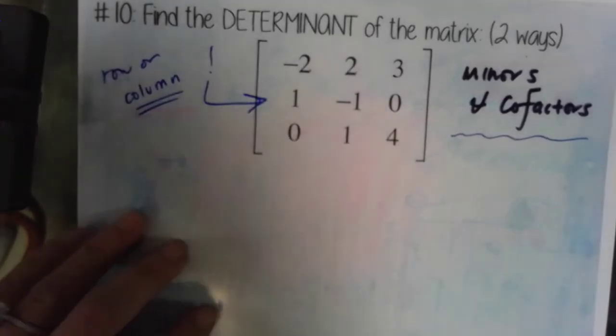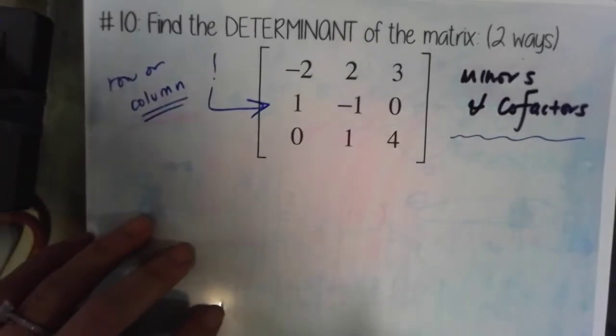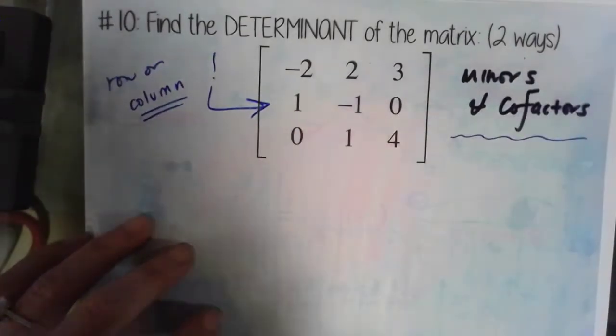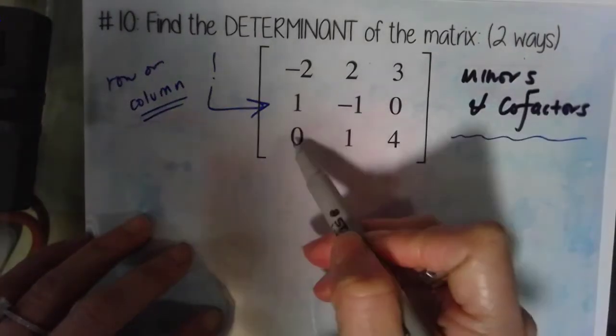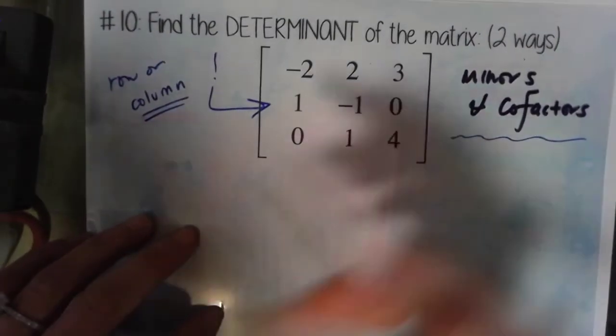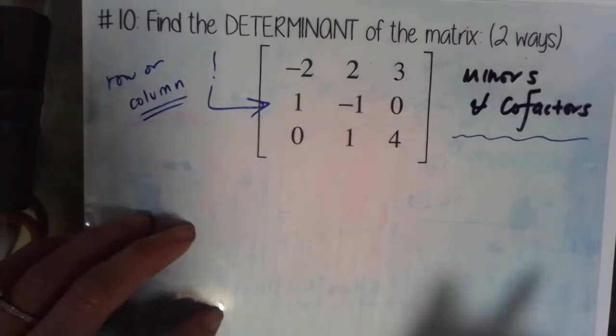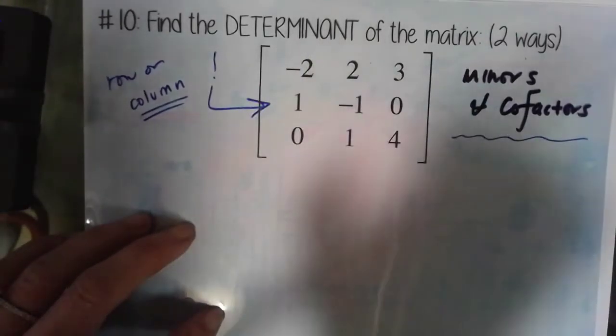Now, sometimes I'm going to dictate which row or column you have to use with minors and cofactors. But in this case, you have a choice. I think either row 1 or row 3 is also a good choice. But I think column 1 and column 3 are also good choices. But I'm going to tell you that we should use row 2 for this example.